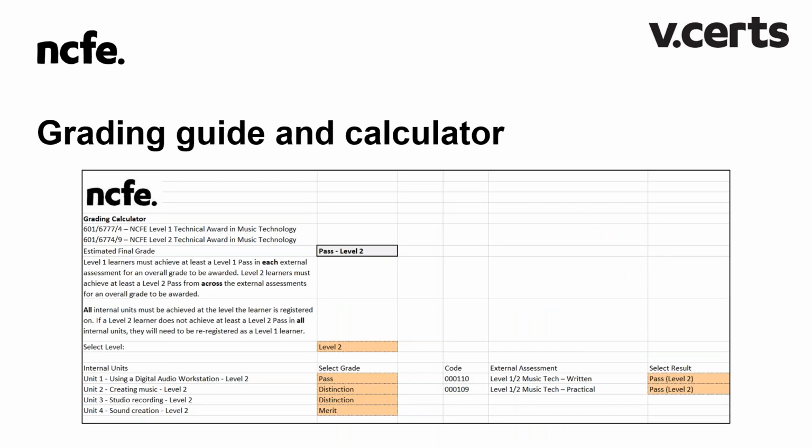Secondly, there is a grading calculator where you can select either the level 1 or level 2 qualification, depending on which one the learner is enrolled on. You can select the grades they achieved in the internal assessments and what they have achieved in the exam, or what you predict if they haven't sat it yet, and it will calculate the estimated final grade for you.